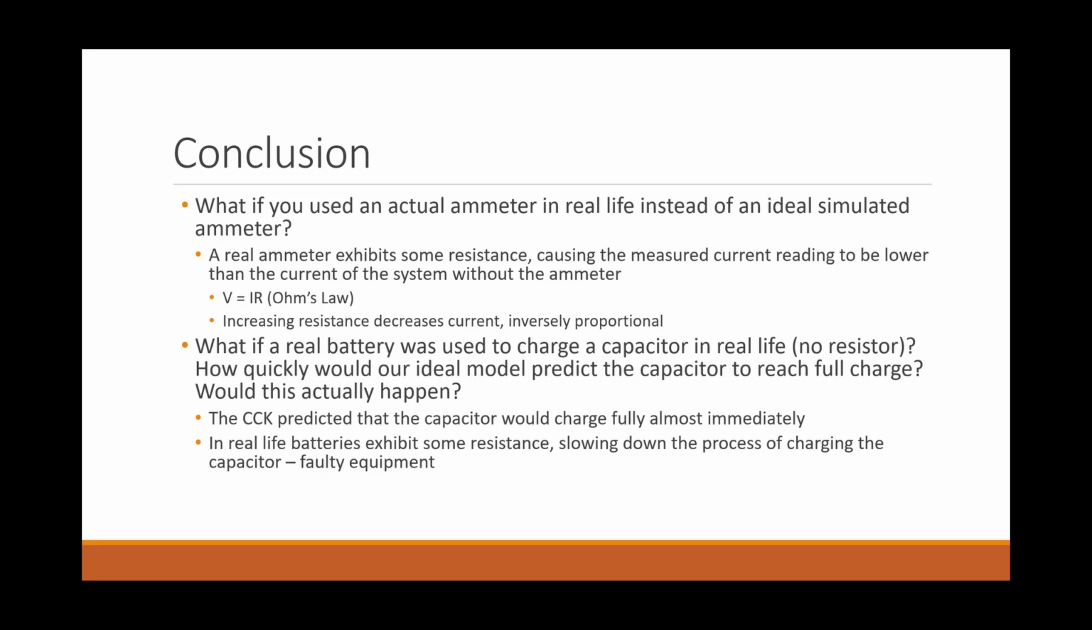If a real battery was used to charge a capacitor in real life, how quickly would our ideal capacitor reach full charge versus how quickly would this actually happen in real life? The CCK predicts the capacitor would charge fully almost immediately. In real life, batteries exhibit some resistance, slowing down the process of charging the capacitor. This could also be due to faulty equipment.